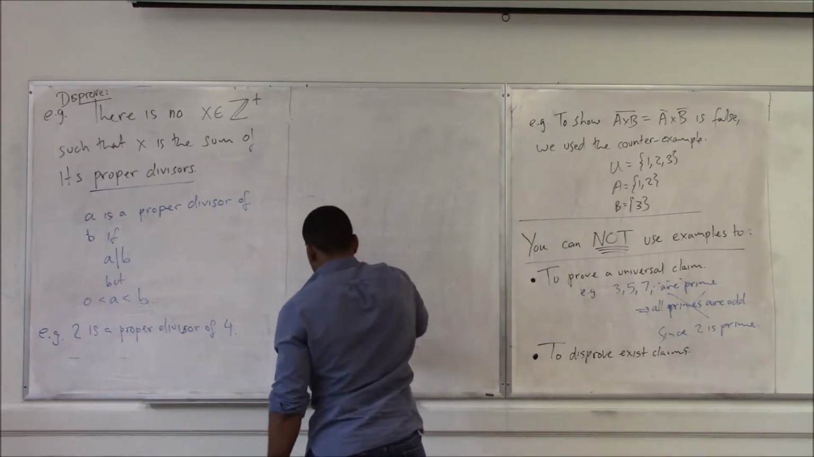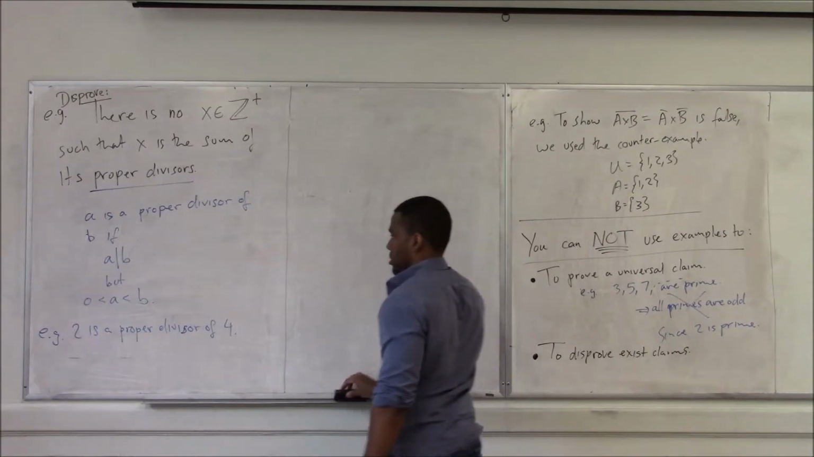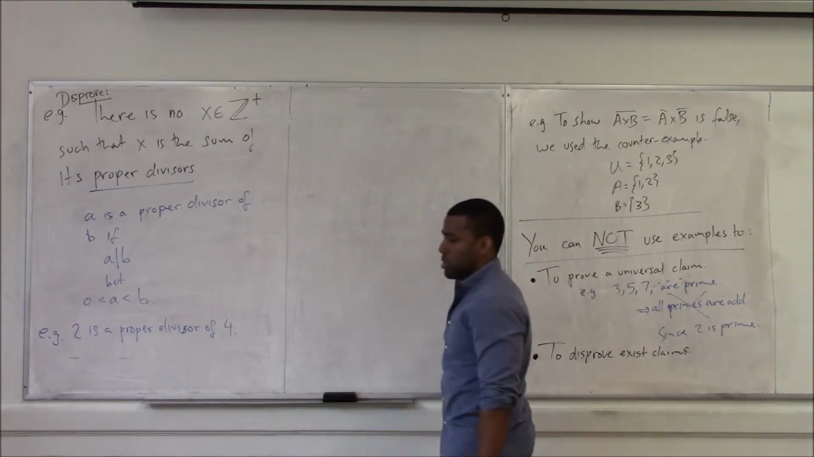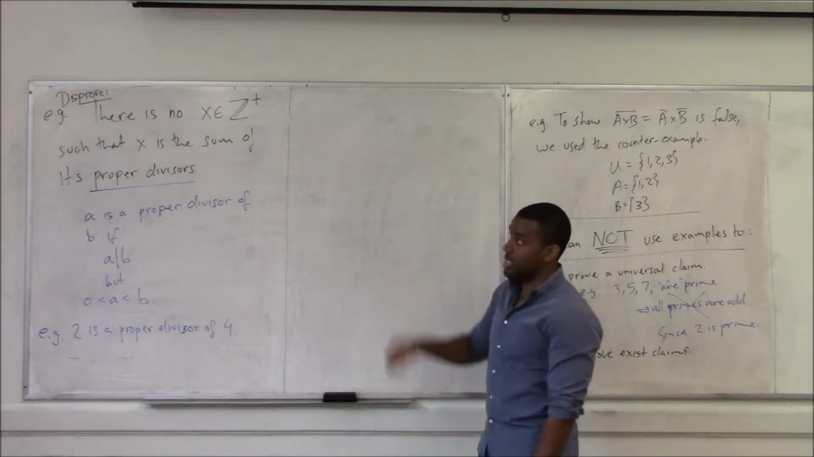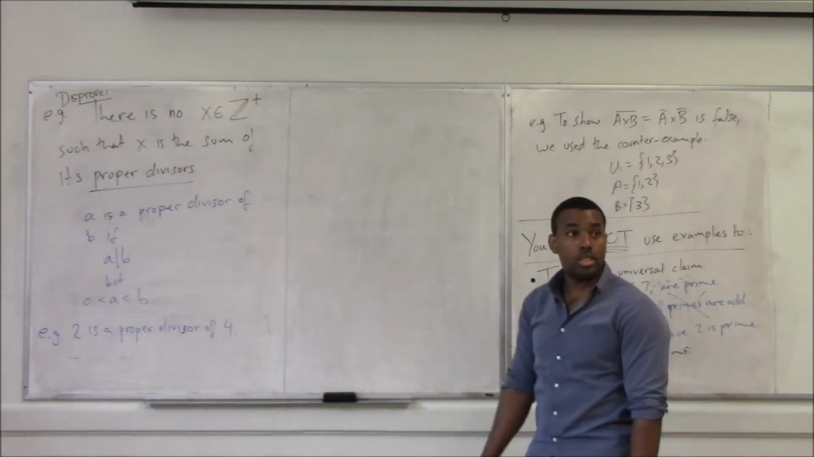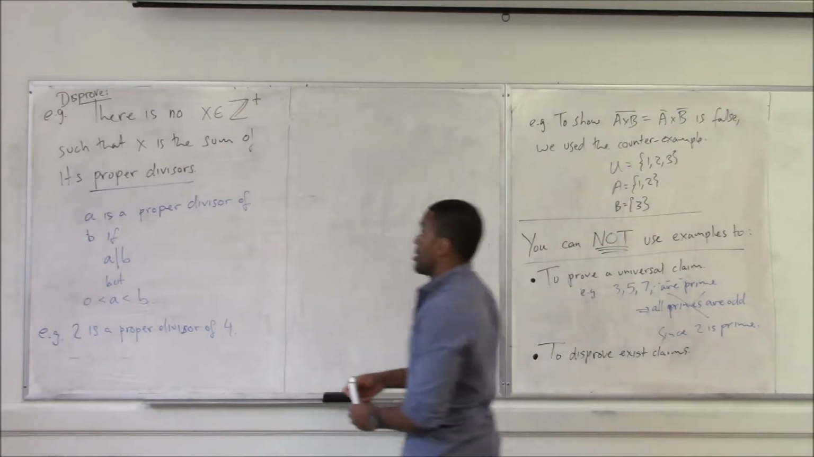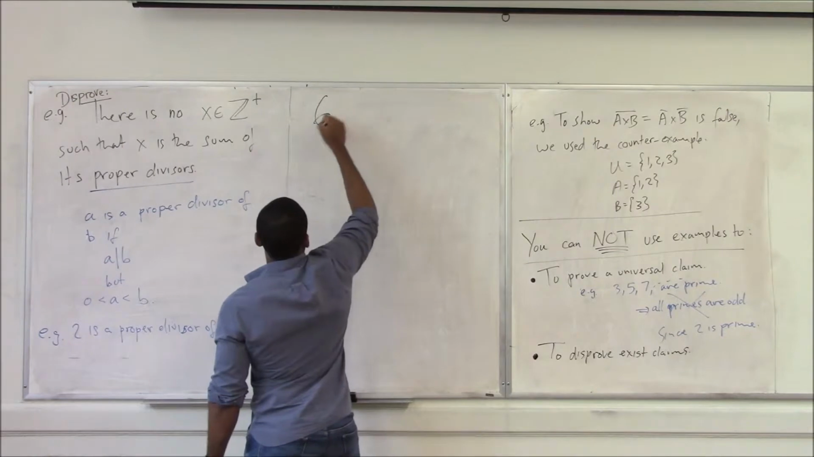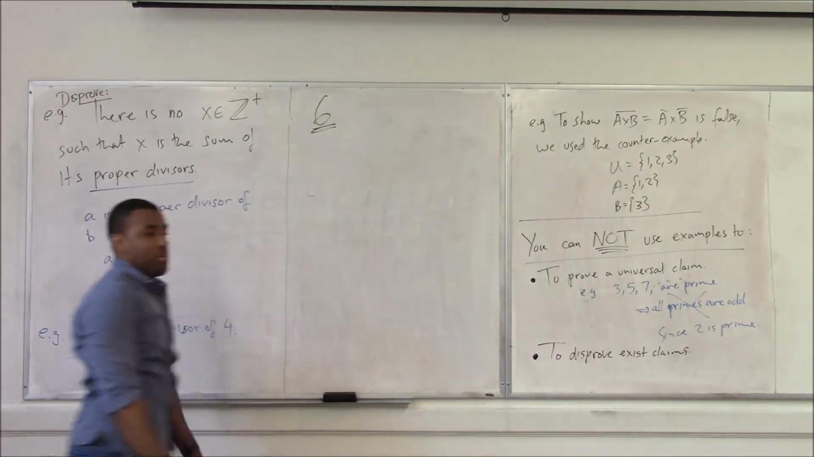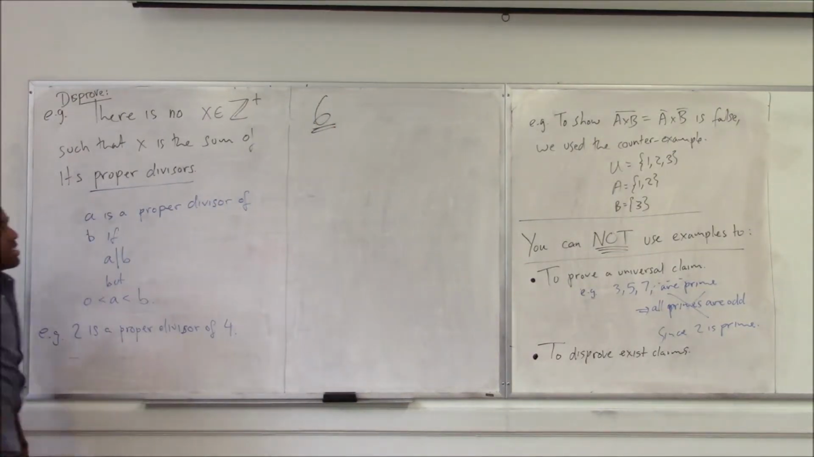Anyone think of an example? A counterexample? Like an example that shows that that's not true. There is a positive integer, like 6, or 28. 6 is an example, right? So I can give an example to disprove that claim.